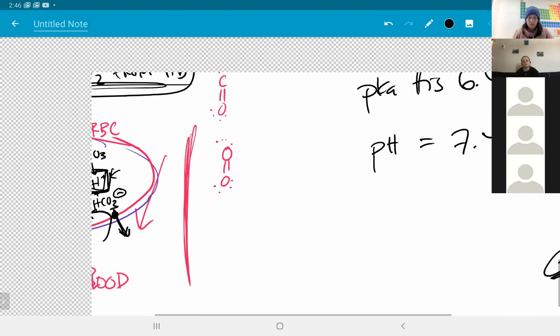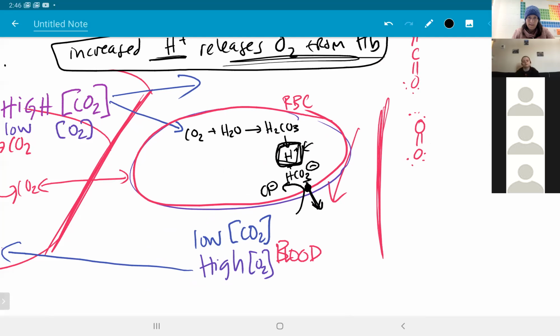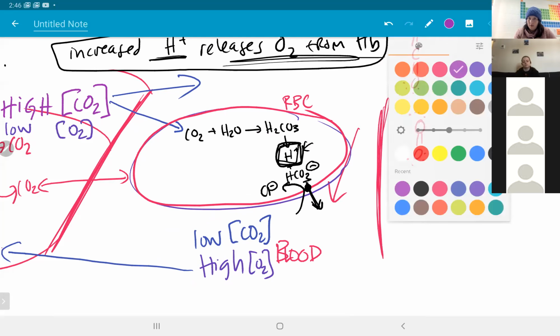So, is that a thumbs up? Can we get a thumbs up there on that idea, that 2,3-BPG will bind better if the histidines are positively charged? Right now they're neutral. We want to get them positively charged. Okay, got it. Most thumbs up.